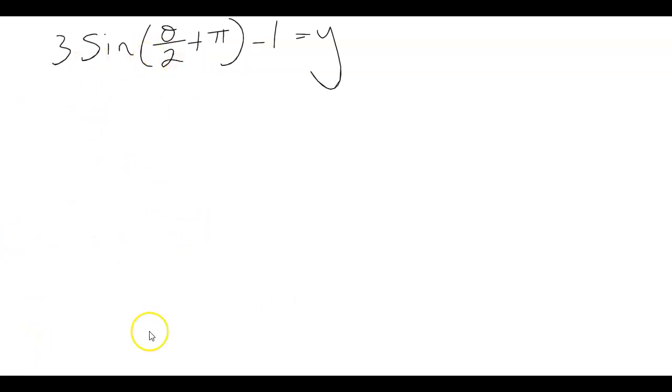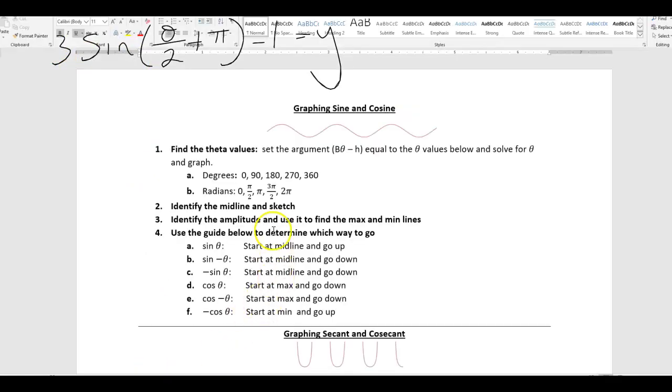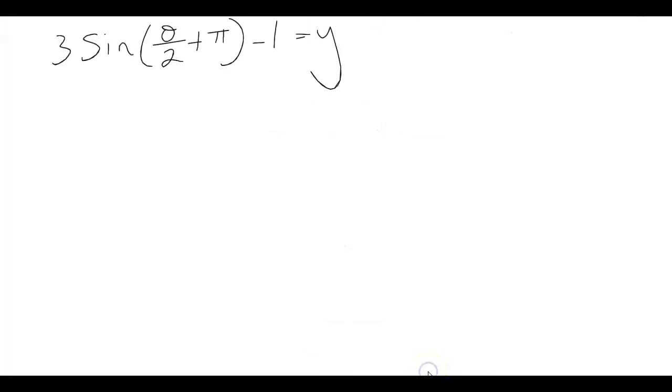All right, so let's begin here. Notice we're dealing with a sine function, so I'm going to go to my little cheat sheet here, graphing sine. The first thing says find your theta values. Set the argument, that's the stuff inside the parentheses, equal to the theta values below and solve for theta. So since we're doing radians today, I'm going to set this inside portion equal to 0, and then I'm going to set it equal to pi over 2. And you can keep doing that for all 5 of them if you want. However, as we talked about last class, there's a pattern you can follow to find the rest so you don't have to keep doing that repeatedly.